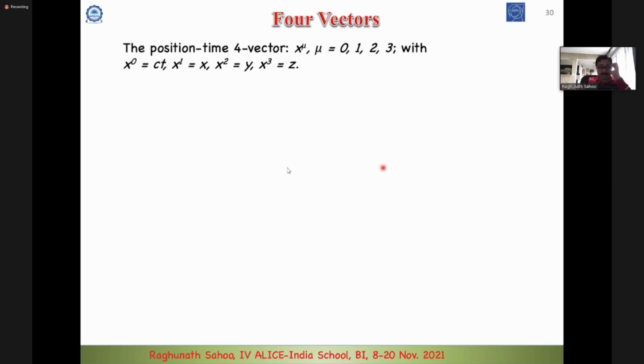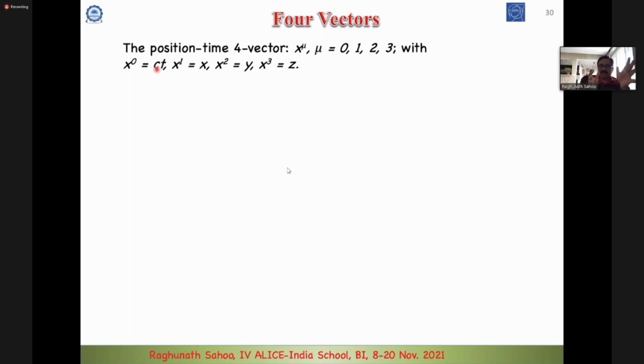So let's go to 4-vectors. The position-time 4-vector x^μ, I write μ equal to 0, 1, 2, 3 as the indices, with x^0 corresponding to the temporal component ct. Don't worry why I'm bringing up c now. I'll get rid of c, okay? Because I just now introduced natural units. You may say, why are you bringing c?